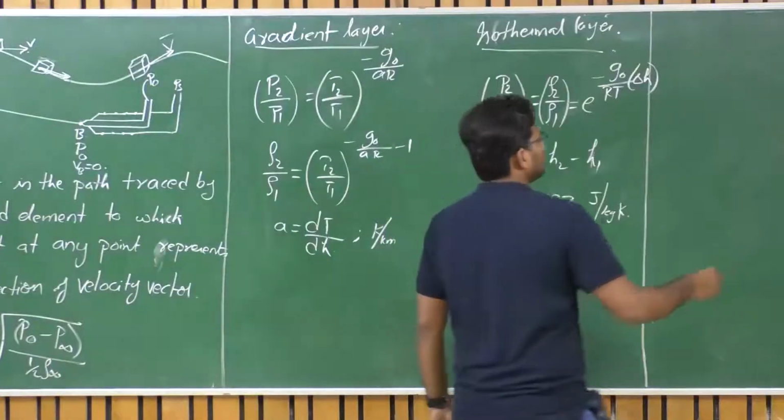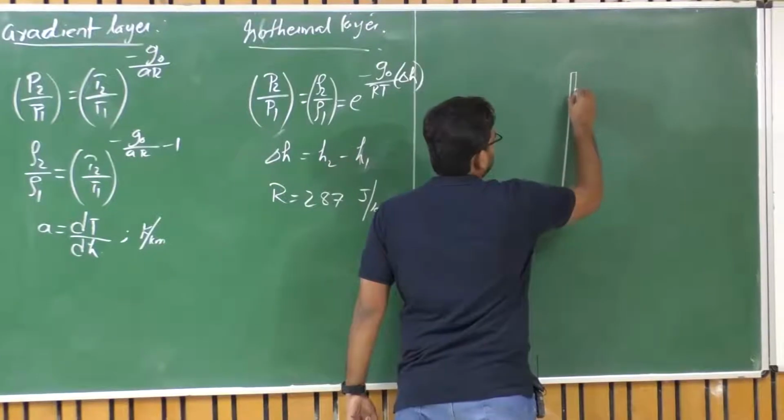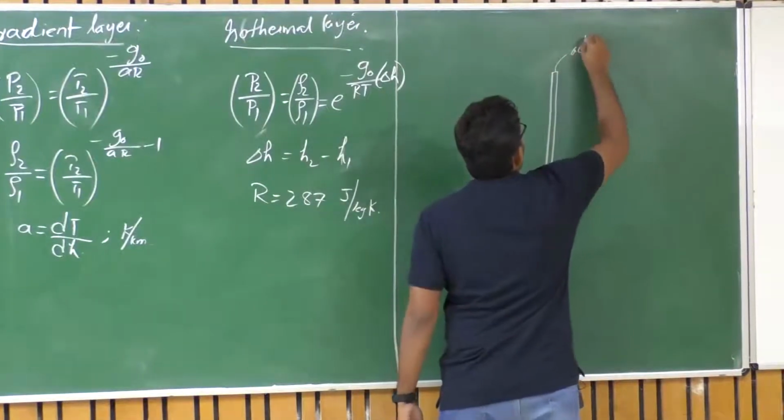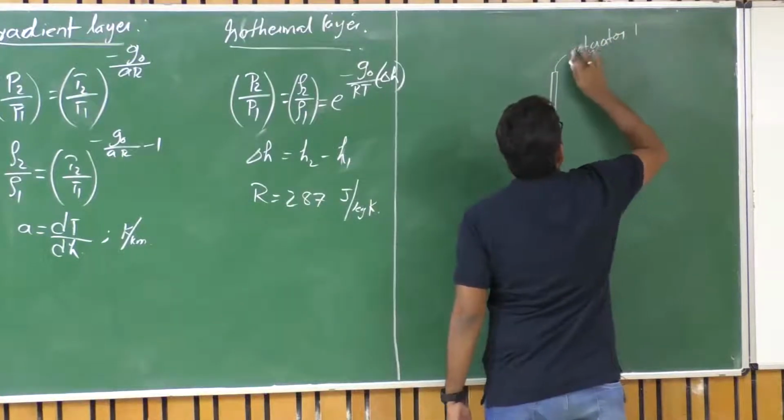Right? Let us assume this is one such disk, called an actuator disk.